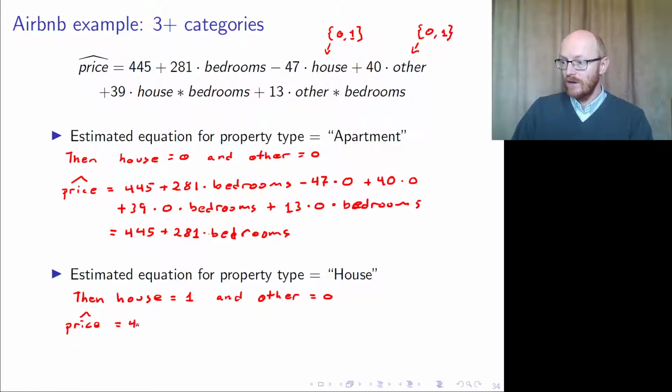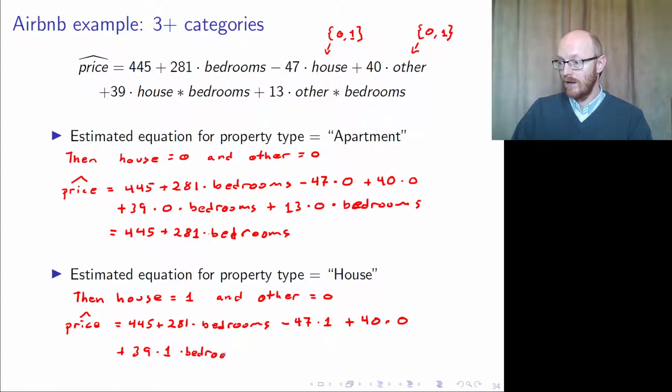Okay, so then you have the price equation equals 445 plus 281 times bedrooms minus 47 times house, which is 1, plus 40 times other, which is 0, plus 39 times house, which is 1, times bedrooms, plus 13 times other, which is 0, times bedrooms.